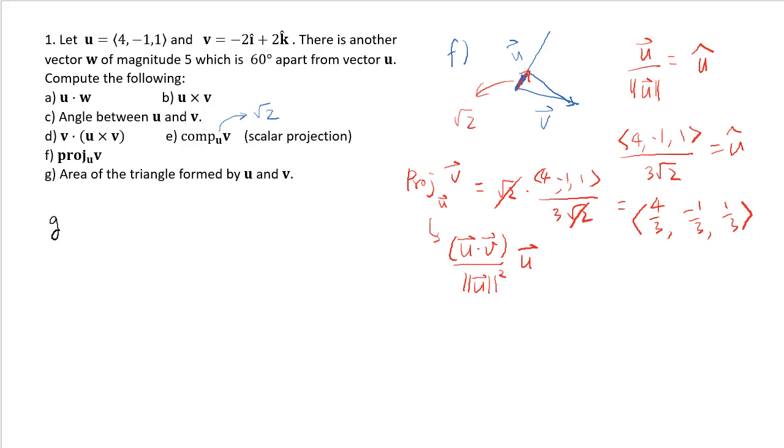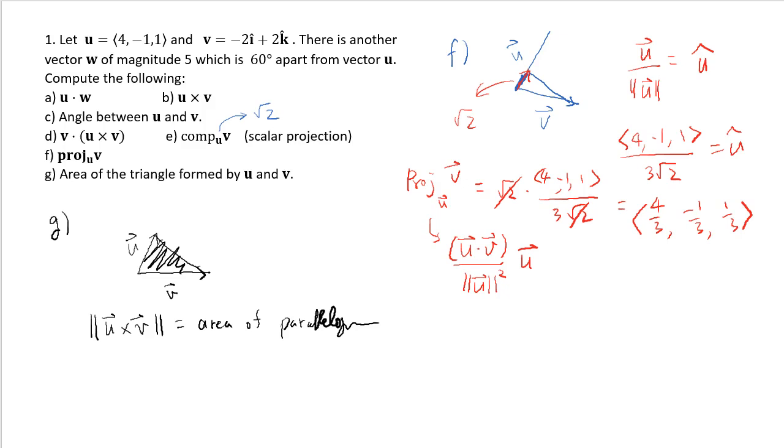Okay. Now, the area of the triangle formed by u and v. So let's say this is u and that's v, and we're looking for the area of this triangle. Now we learned that the norm of the cross product gives you the area of the parallelogram. And that parallelogram is really this parallelogram.